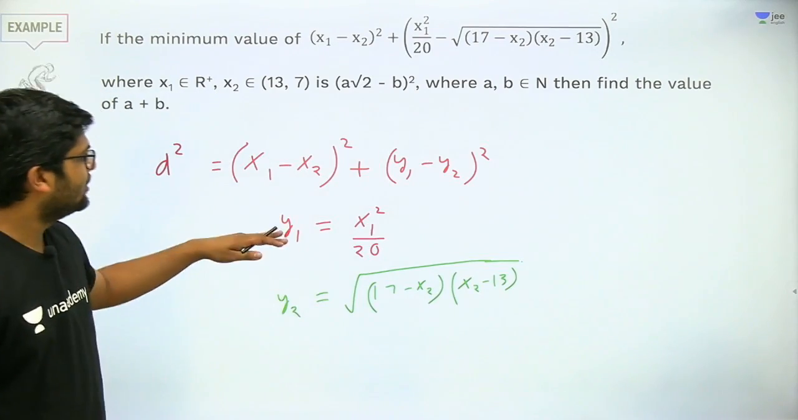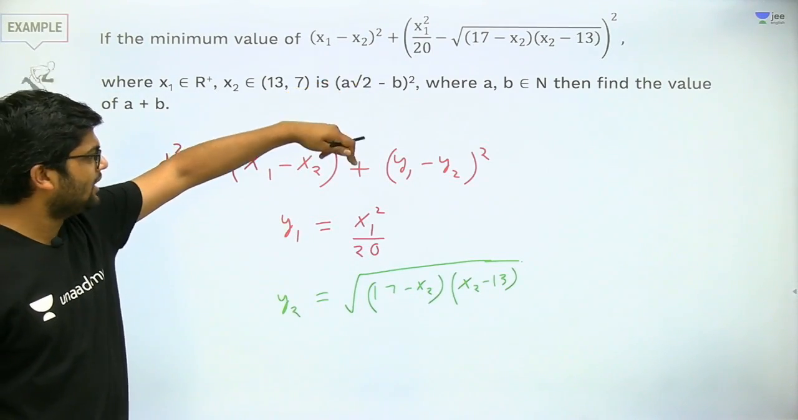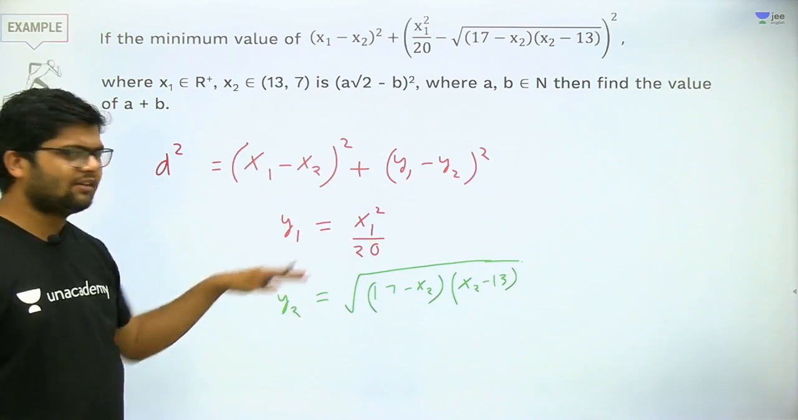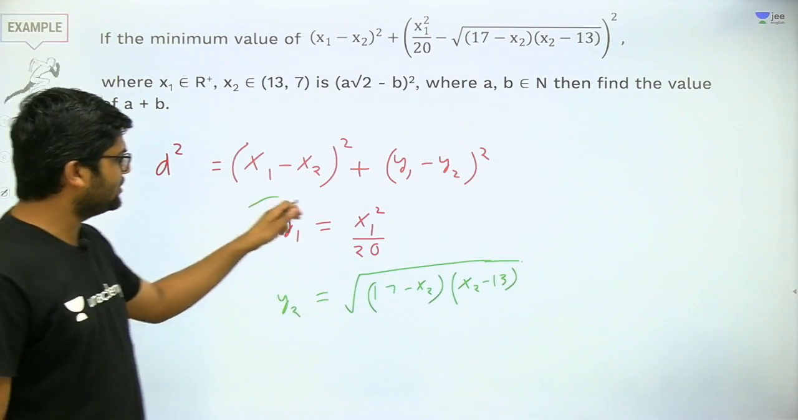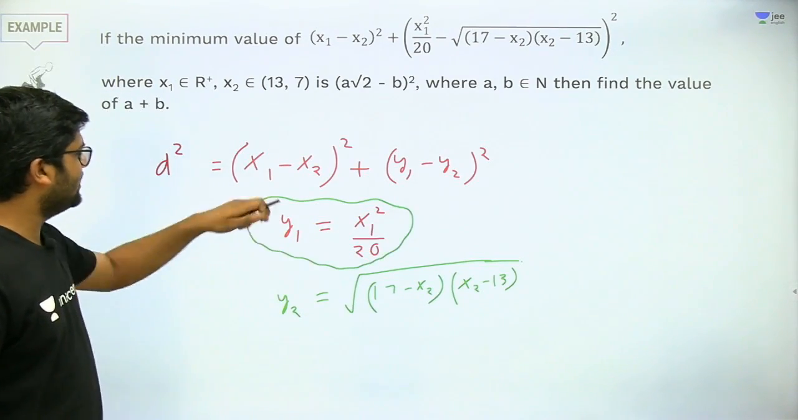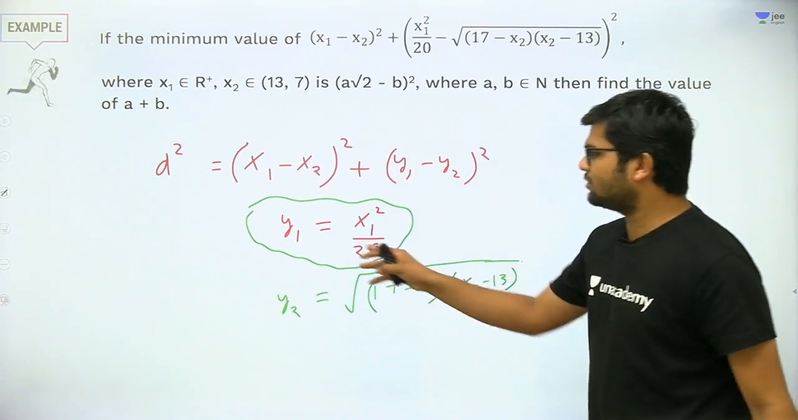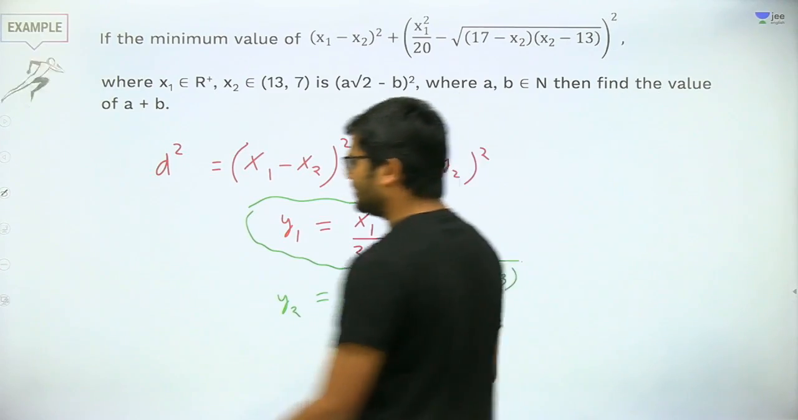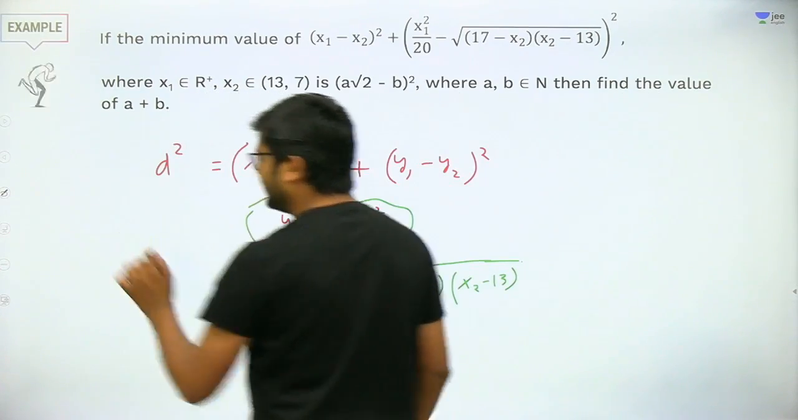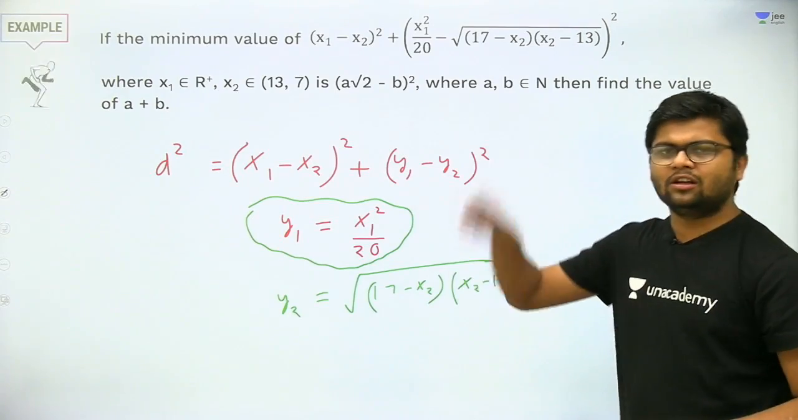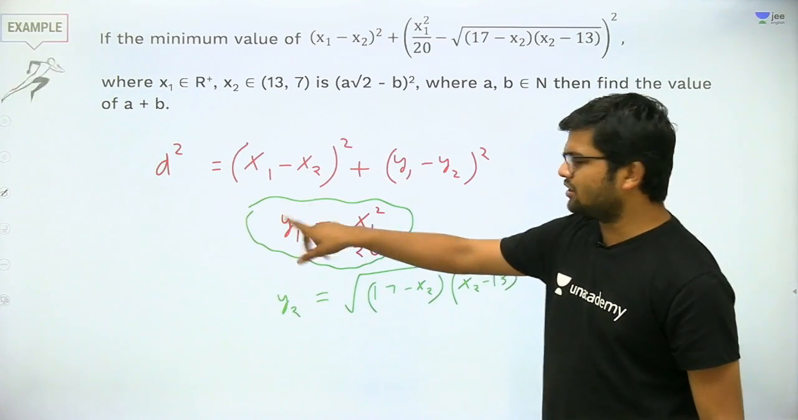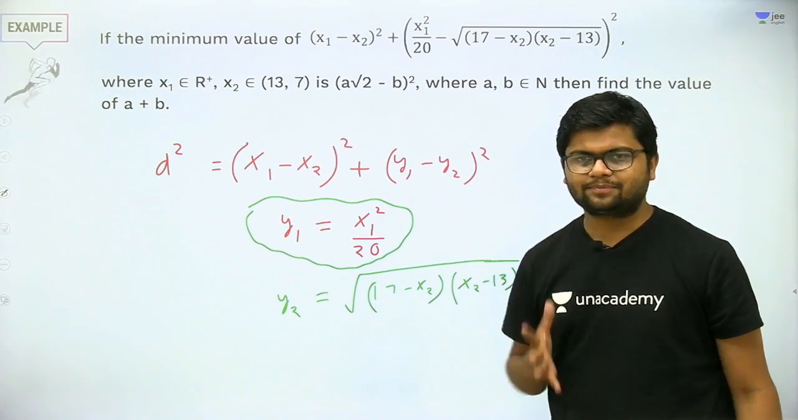If I consider that value as y1 and that value as y2, then this is the y1, this is the y2. Now from this equation I can easily comment that this is a point x1, y1 on the parabola x square equal to 20y. If I consider a point x1 comma y1, then that point should be moving on a parabola with the equation of x square equal to 20y.